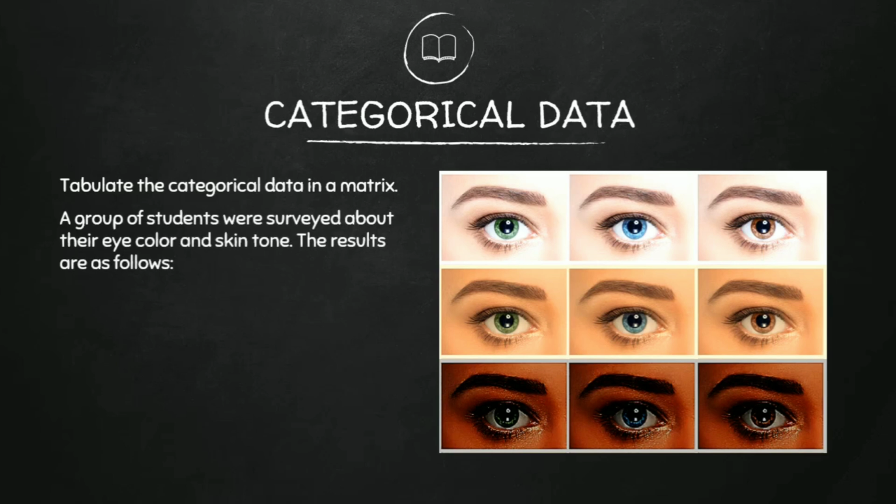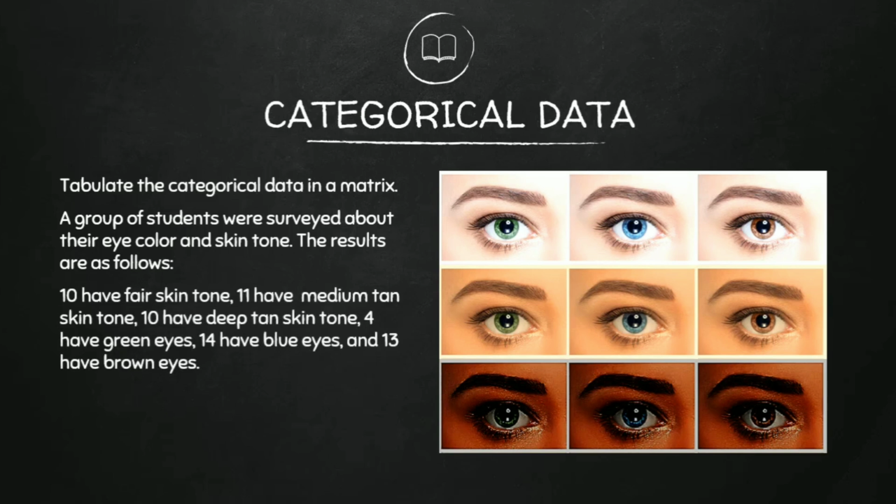We have a group of students who were surveyed about their eye color and skin tone. The results are as follows. So this kind of survey is an example of two-variable data because we are curious about their eye color and their skin tone. So the result is as follows. 10 have fair skin tone, 11 have medium tan skin tone, 10 have deep tan skin tone, 4 have green eyes, 14 have blue eyes, and 13 have brown eyes.